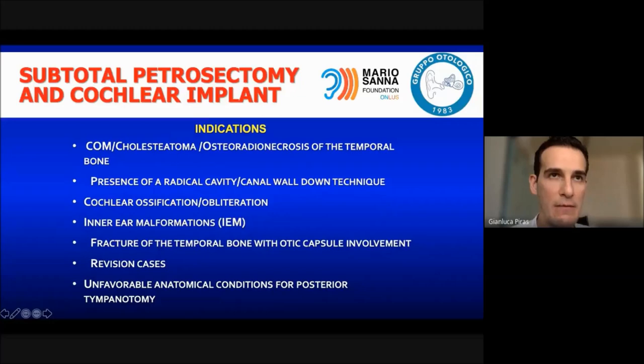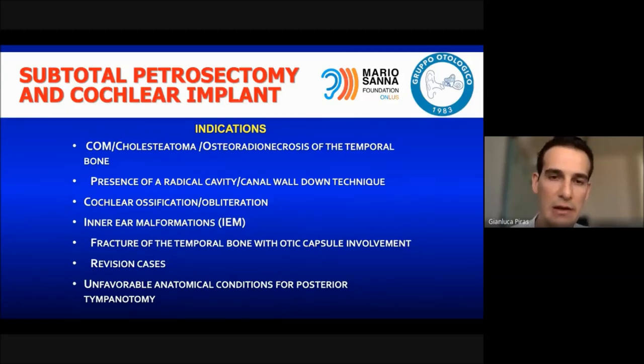In case you have a wet cavity, so a discharging cavity, or if you are not completely sure that the cholesteatoma has been removed properly, you can also put a dummy electrode and then do a wait and scan of your disease and then do a second stage cochlear implantation after 1 year. The dummy electrode would help you to prevent any ossification, and it will be better to find the right way to insert the array.